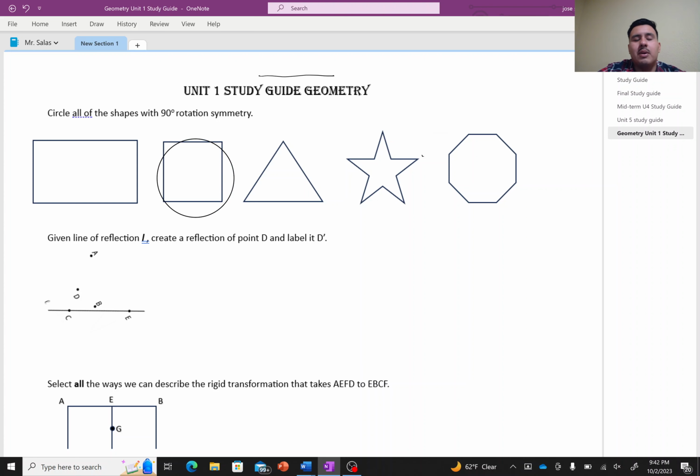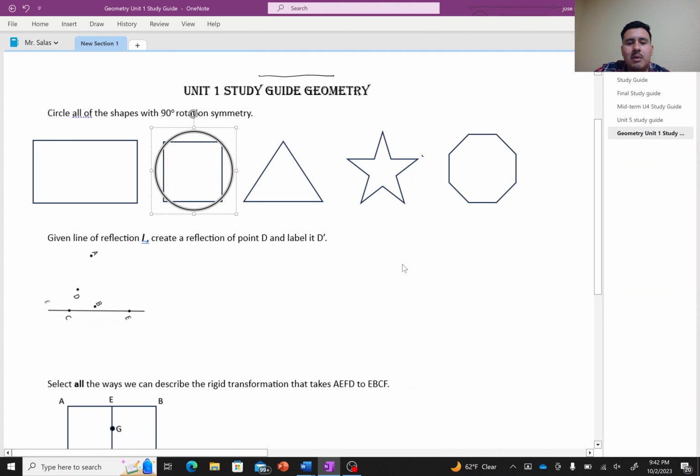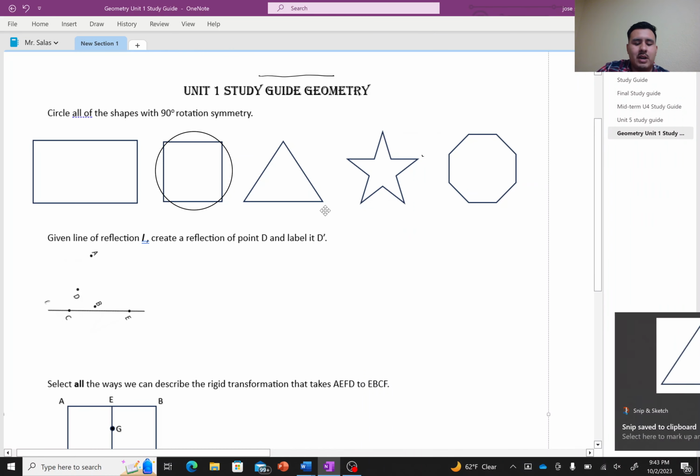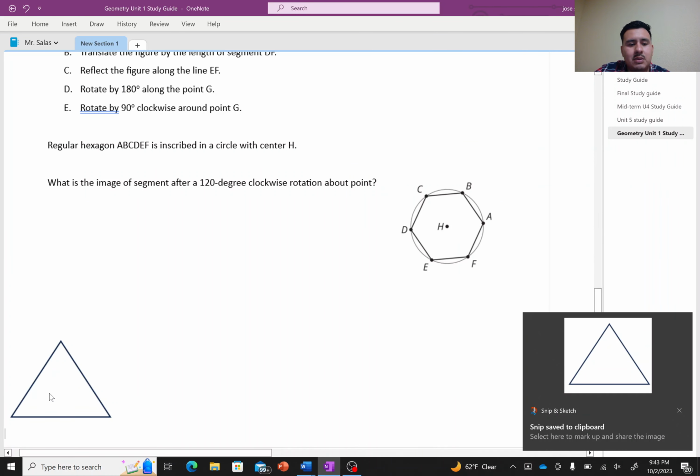Oh, there we go. It circled it for me. It said, Mr. Salas, you can't draw circles. I'll draw a circle for you.